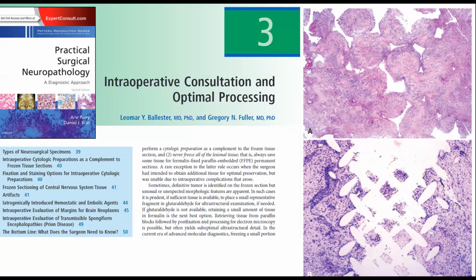Authoritative resource for this, why? Practical Surgical Neuropathology by Drs. Perry and Brat. And the best chapter in the entire book is chapter 3, written by who else? Dr. Ballester and Dr. Fuller, Intraoperative Consultation, Optimal Processing.